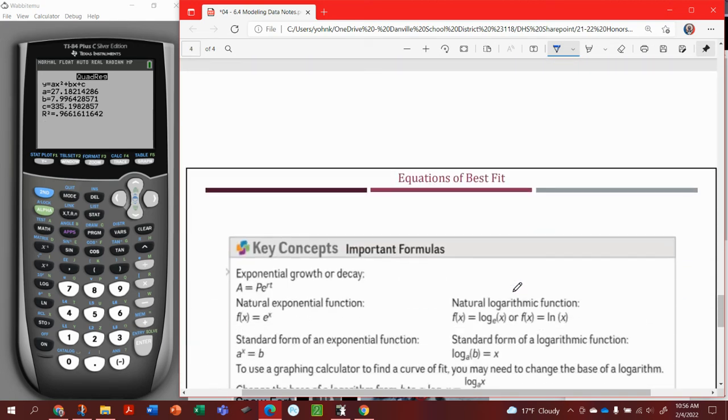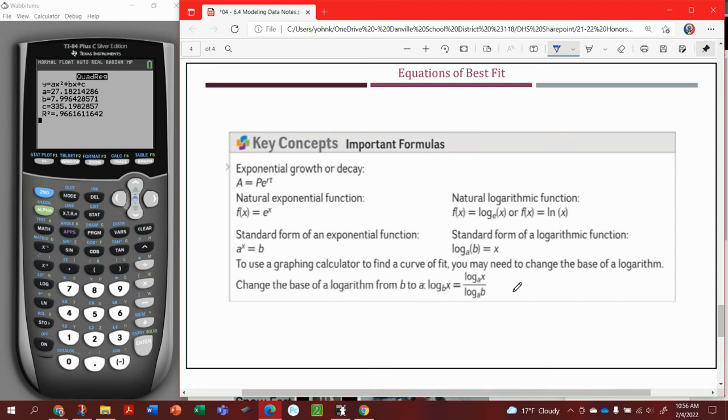All right. Well, we just talked about how to do a regression equation. This table just kind of goes over some of the other equations that we've talked about: exponential growth or decay. We have something called the natural exponential function, which is just e to the x. We have the standard form of an exponential function, a to the x. We have the standard forms for logarithmic or natural logarithmic functions. We also have something called changing the base, which we're going to be using off and on throughout the rest of the chapter.